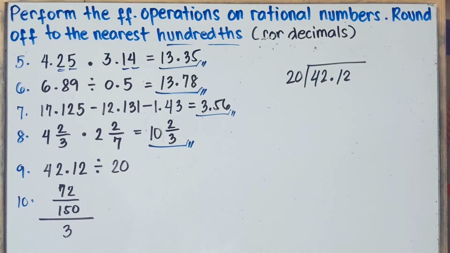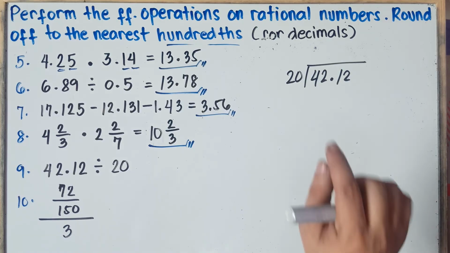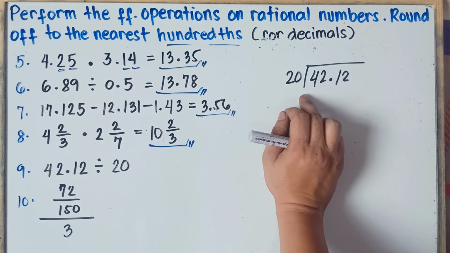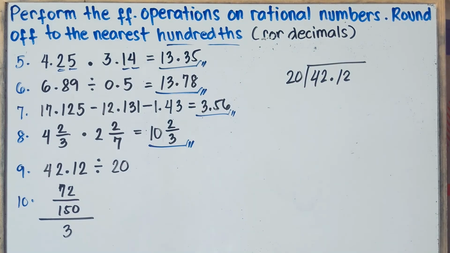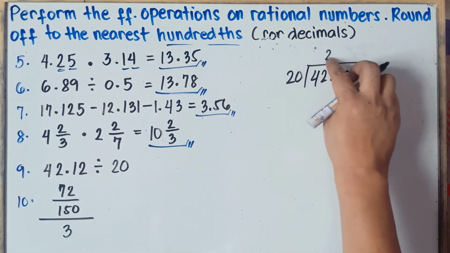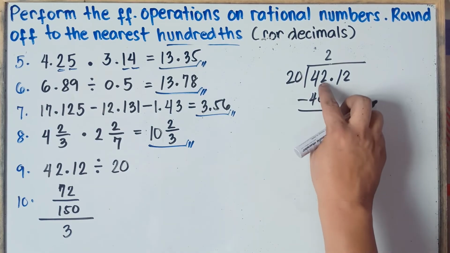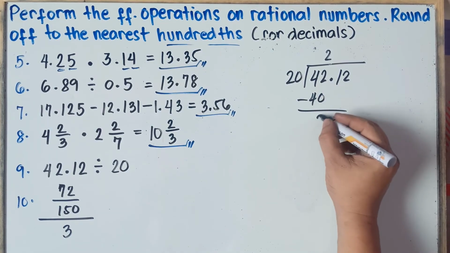Nope. No need to move, class, because our divisor is a whole number. That's okay. So simply divide, class. 42 divided by 20, that's 2. 2 times 20, that's 40. Subtract 42 minus 40, that is 2.